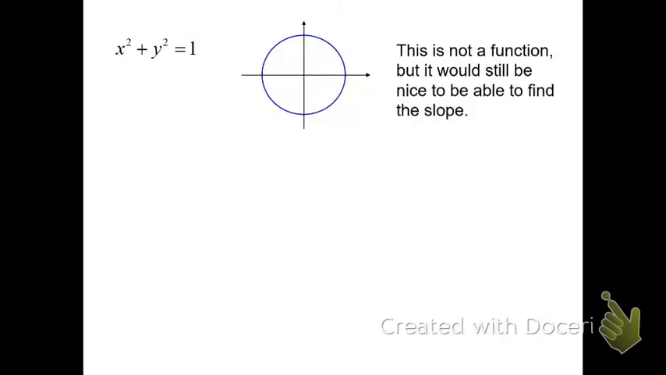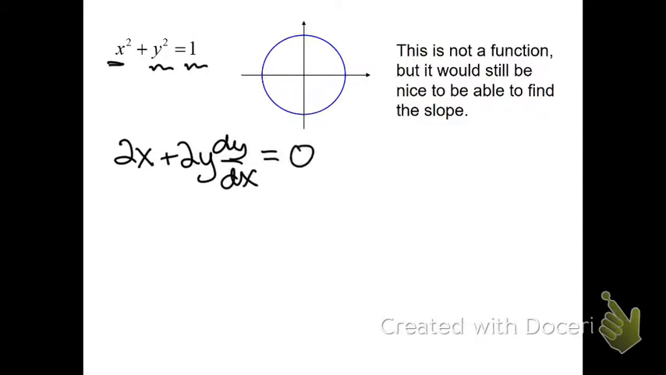All right, this problem. I could get y by itself and then do the derivative like normal, but I would only be able to do the top half and the bottom half of this circle separately. So here's how you would do it using implicit differentiation. Okay, the derivative of x squared, I do normal, 2x. The derivative of y squared is 2y dy/dx. Bring down my equal sign, and the derivative of a constant is 0.